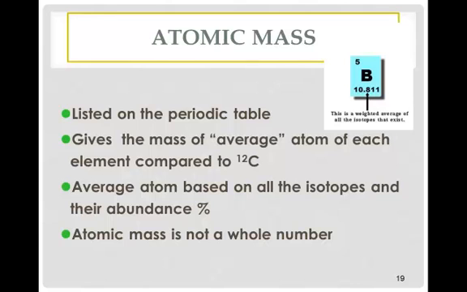So atomic mass on the periodic table, the mass on the bottom, is pretty much an average weight of all of the isotopes that exist for that particular atom. It gives the average atom of each element compared to carbon-12, based on all isotopes and their abundance. If you think back to the atoms that we made before, we saw carbon-12 and carbon-14. They probably wouldn't really use carbon-14 in that mix because carbon-14 is almost non-existent. So really they're going to base it off of atoms or isotopes that exist.